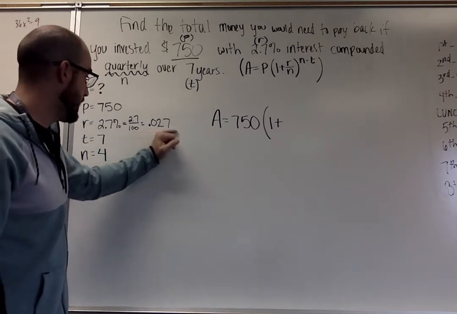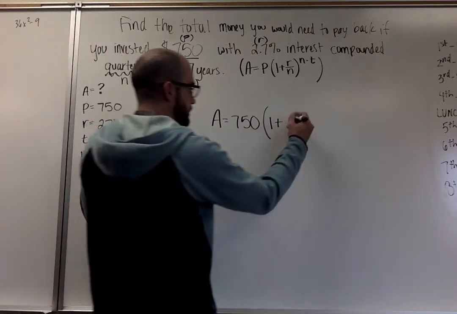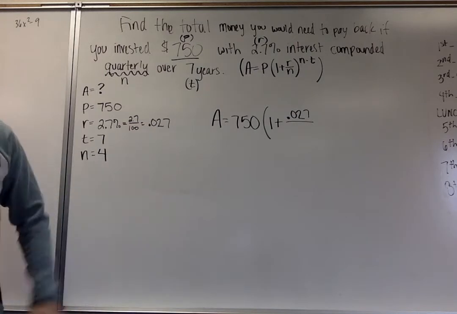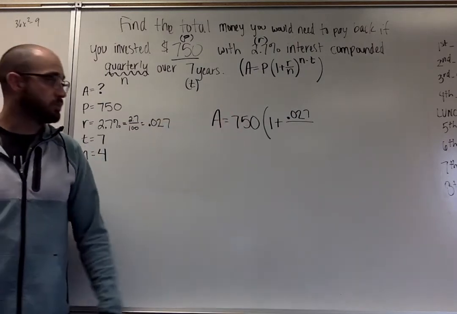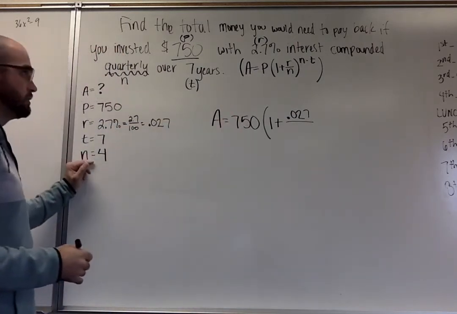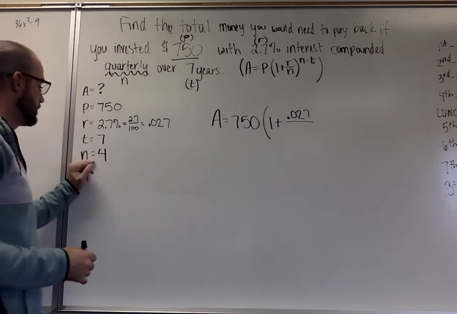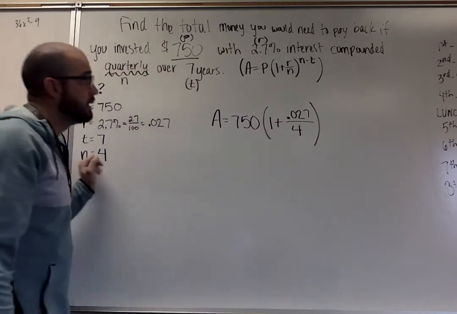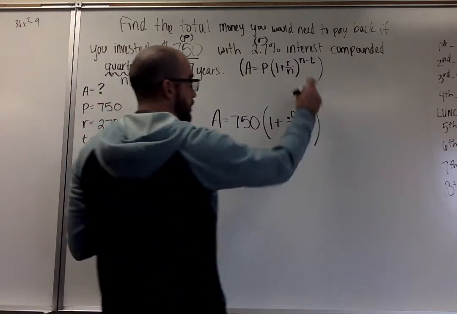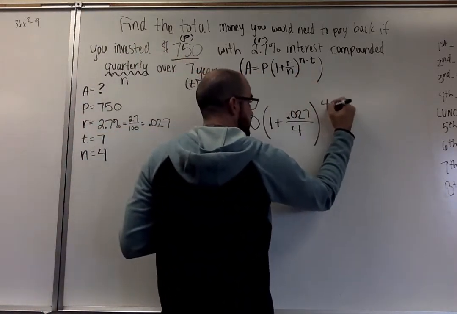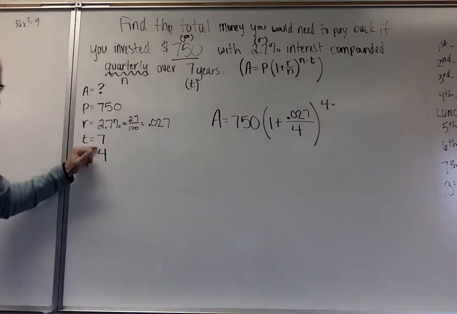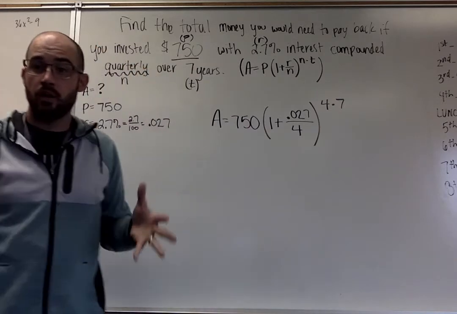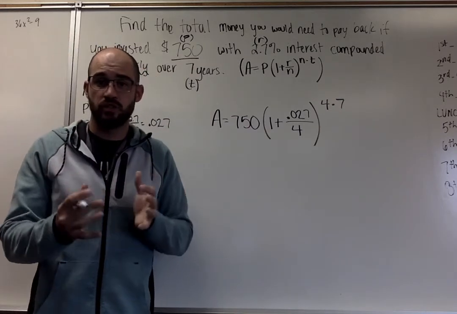So I'd have to plug in that decimal version, 0.027. Again, you've got to do the 2.7 divided by 100 first. Then you plug the decimal in, over my compounded amount. So here my compounded amount N is quarterly, was our 4. Then I can do up top, we have our N, which we also know is 4, times our time, which was 7. Okay? So that would be my whole problem, my whole scenario kind of plugged into 1.